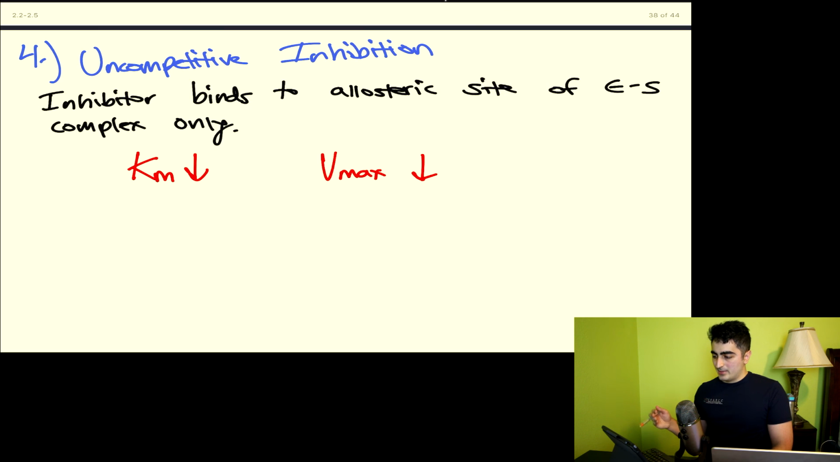So then we have uncompetitive inhibition at the end. Basically, the inhibitor binds to an allosteric site of only the ES complex, the enzyme-substrate complex. Once the enzyme and the substrate come together and bind to each other, it opens up a position on the enzyme that the uncompetitive inhibitor can bind to. And that's the only time when the uncompetitive inhibitor can bind. But you have to know about this as it decreases both Km and Vmax.